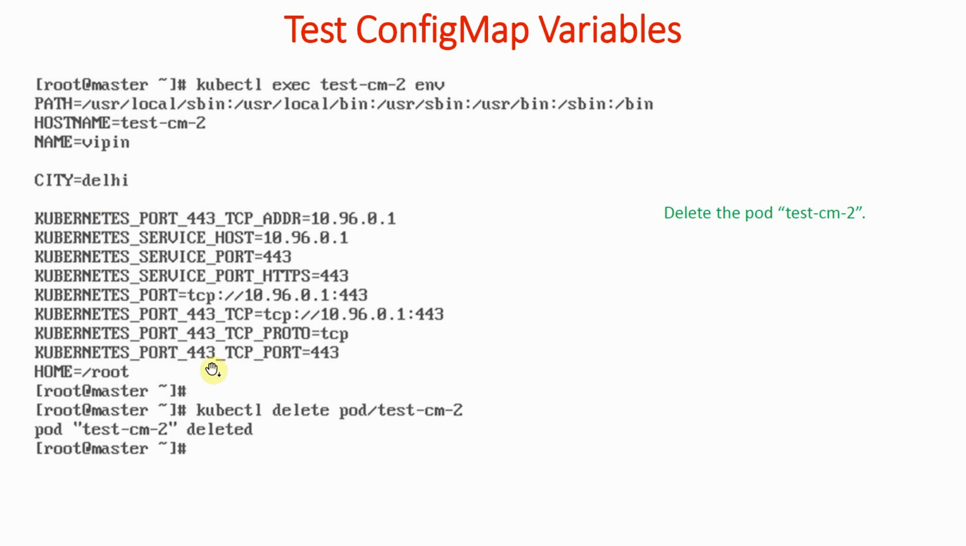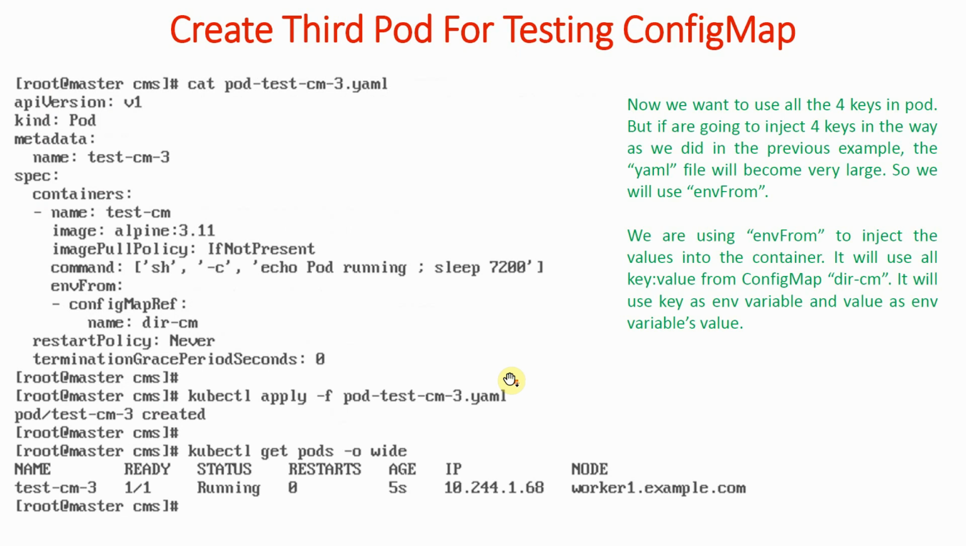Now what we are going to do? We are going to delete this second pod. Now the problem is that we want to insert all the 4 values that we created in the config map. We want to use all the 4 keys in the pod, but if we inject 4 keys the way we did in the previous example, the YAML file will become very large. So we will now use another method.